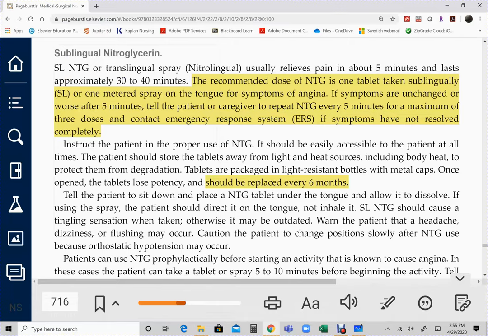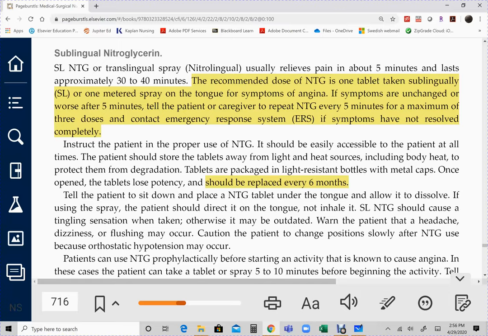Because in the first place, again, it did not work. So are we still dealing with chronic stable angina? We are not. The patient is not having chronic stable angina anymore. The patient is having either unstable angina or worse. It could be non-STEMI or it could be STEMI. Is that clear?